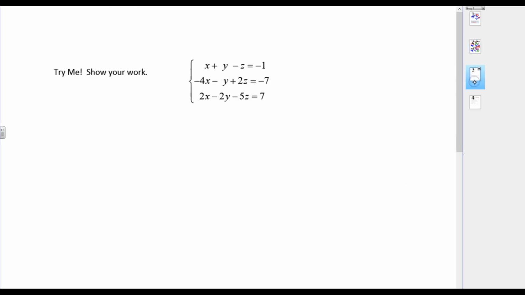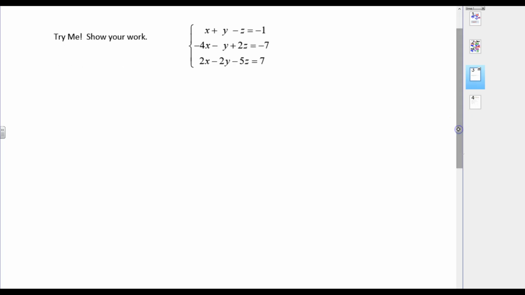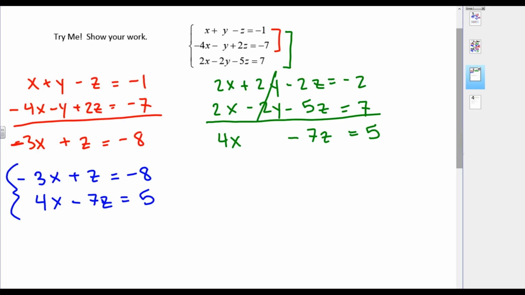So let's keep going. Now this is a try me, and what I want you guys to do is first start off by eliminating the y variable. So first eliminate the y variable and tell me which two equations you get. All right, you should get the equations roughly close to negative 3x plus z equals negative 8 and 4x minus 7z equals 5. Check your math if you didn't get equations like that before you go on to the next step.